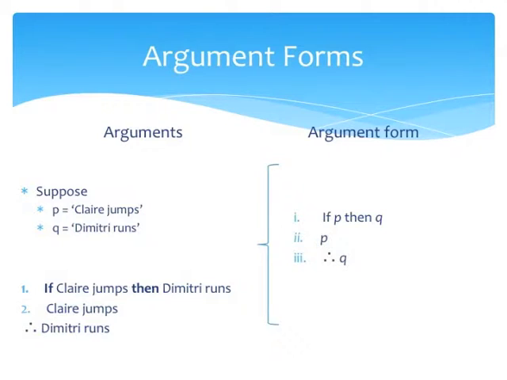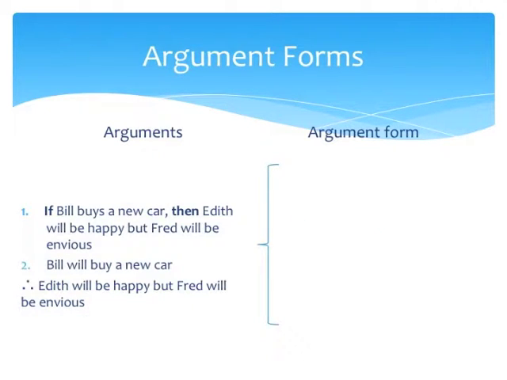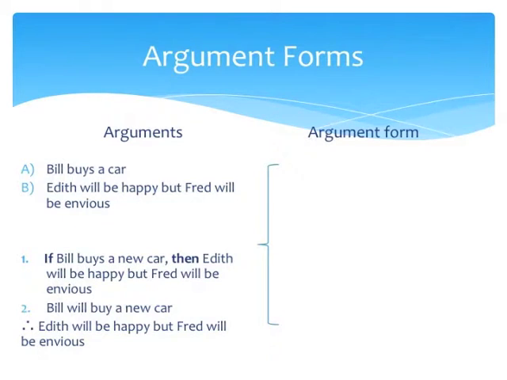So we say that the argument to the left is an instance of the argument form to the right, or that the argument form fits the argument. Now let's start from the other end, with an argument. What we want to know is which form it instantiates. To do that, we start by identifying the component sentences. So we see that the argument is: 1. If Bill buys a new car, then Edith will be happy, but Fred will be envious. 2. Bill will buy a new car, therefore Edith will be happy, but Fred will be envious.